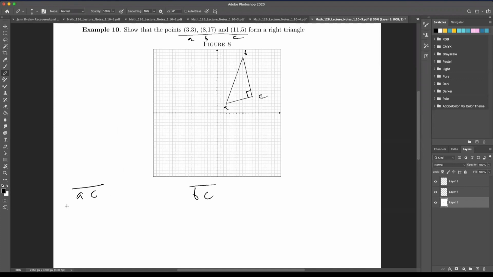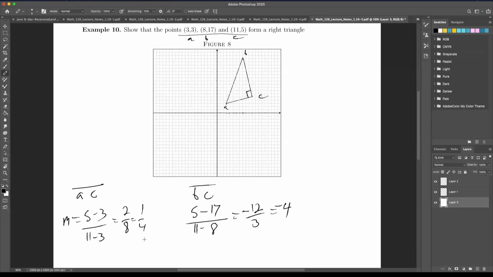So we calculate the slope for the first one. A to C would be 5 minus 3 over 11 minus 3, which gives us 2 over 8. Yeah, that seems right. And that is a fourth. And then B and C. Let's just go ahead and make C the top one still. So we'll have 5 minus 17 all over 11 minus 8. So 5 and 11, that's 17 and 8. And here I get minus 12 over 3, which gives me -4.